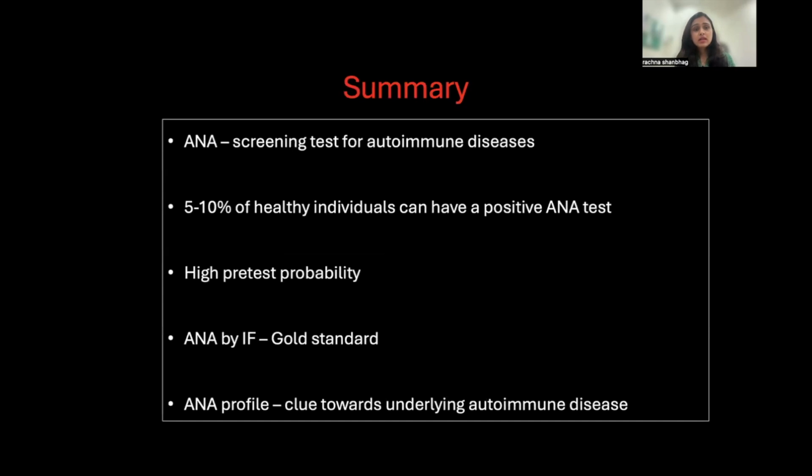So summarizing, ANA, as we know, is a screening test for autoimmune diseases. 5 to 10% of healthy individuals can have a positive ANA test. Therefore, one must have a high pre-test probability before ordering an ANA test. ANA by immunofluorescence is the gold standard, and an ANA profile gives us a clue to the underlying autoimmune disease.